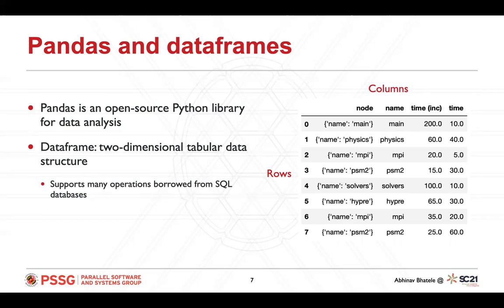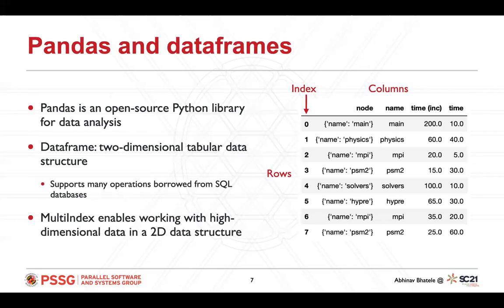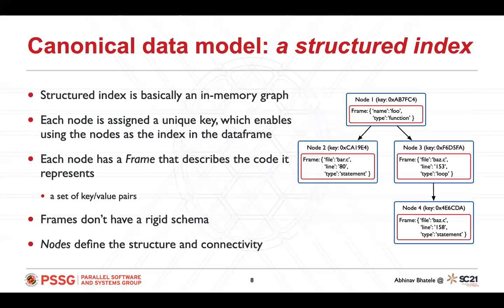There are rows and columns. Each row is indexed by a default index, but you can also provide custom indices, which is what we do in Hatchet. The columns can be categorical or they can have numerical information. So you can really store anything in these columns, and they can be sparse. So you don't have to have all rows filled with data for all of the columns. Pandas also supports a multi-index. So you can use that for working with higher dimensional data in a two-dimensional data structure.